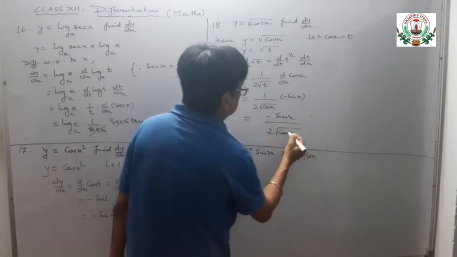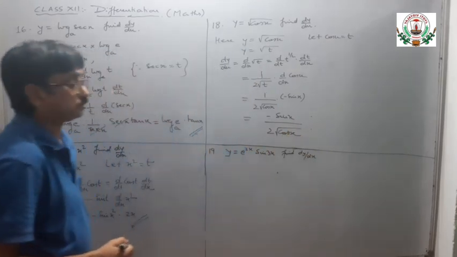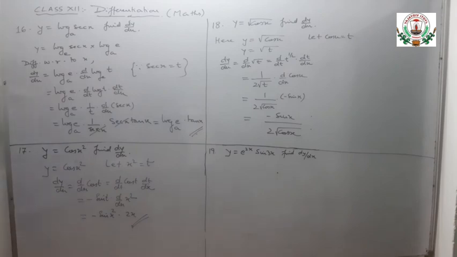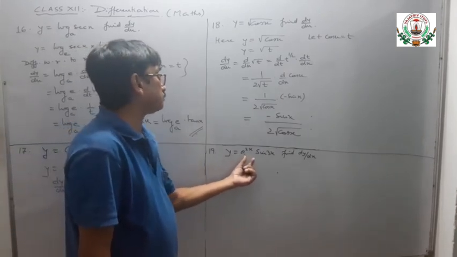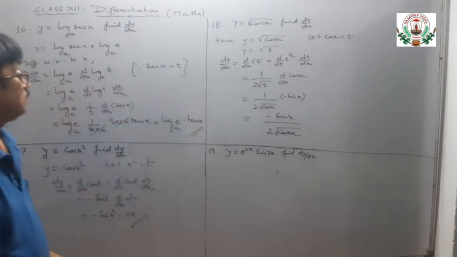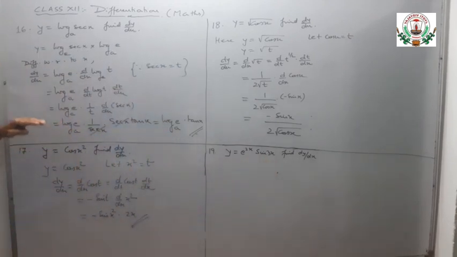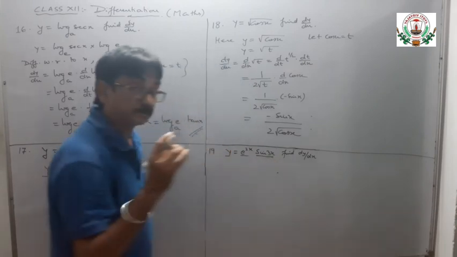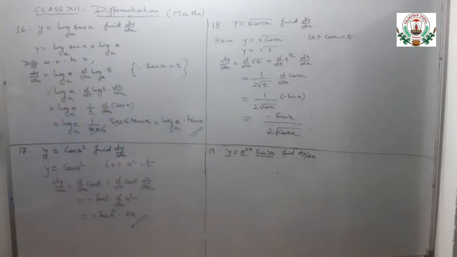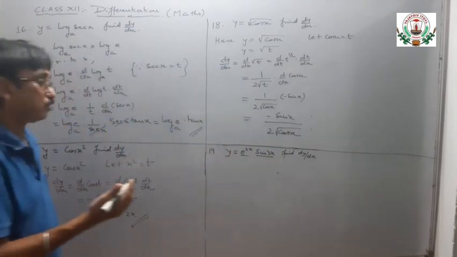That is our final answer for the differentiation of y equals root cos x. Now here comes y equals e to the power 3x sin 3x. Till now we were differentiating only single functions of a function. Now here both the functions are in product form and both are functions of functions.